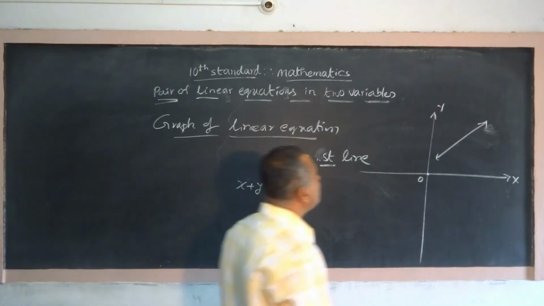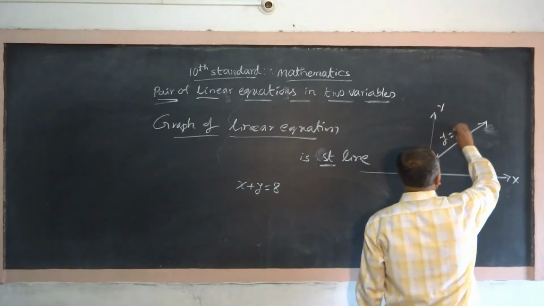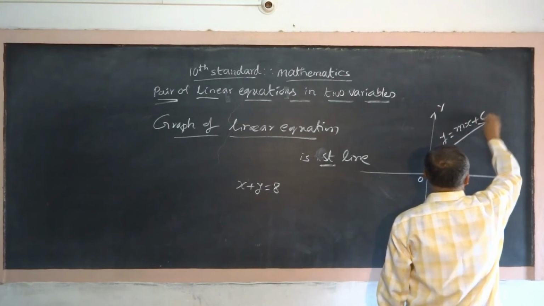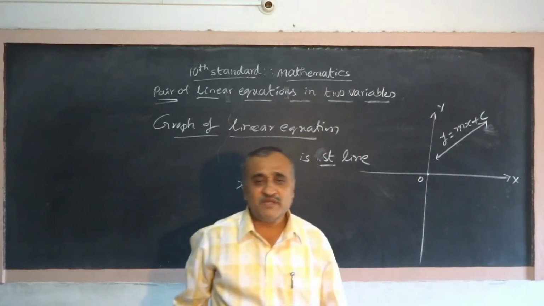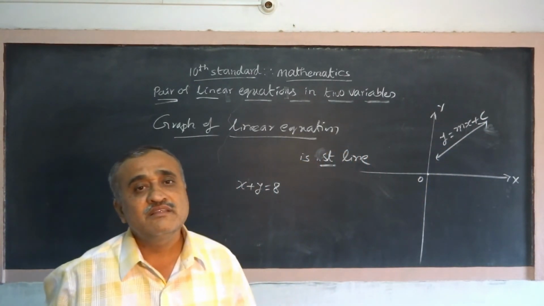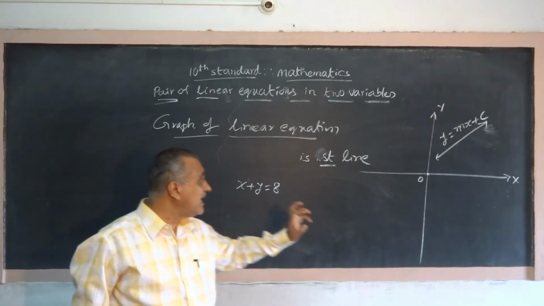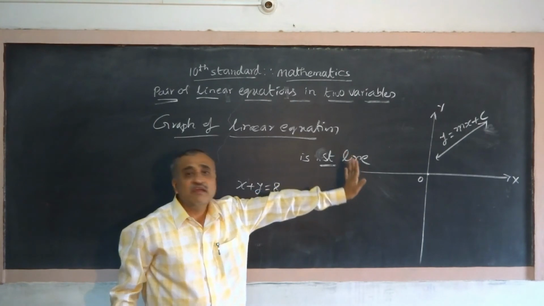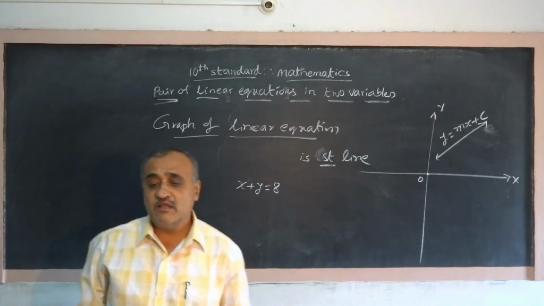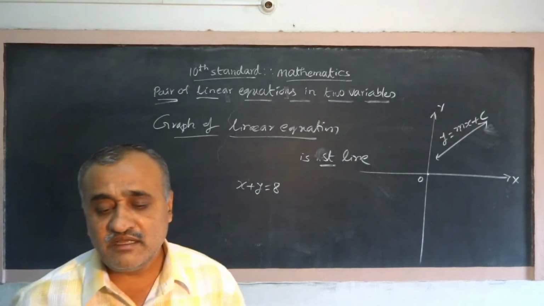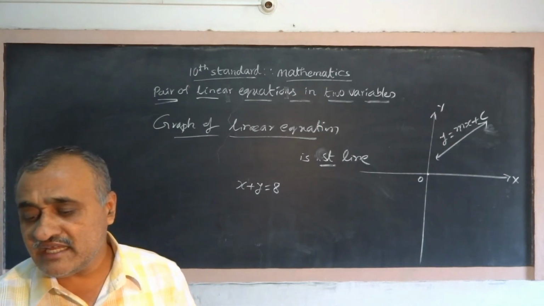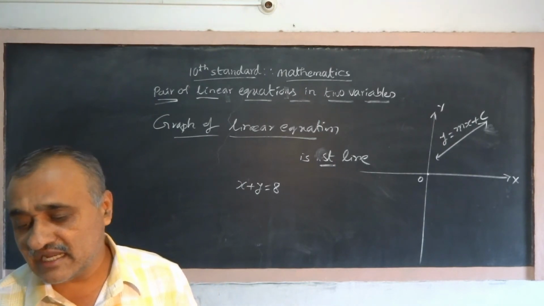This straight line represents y equals mx plus b, which is the standard form of a linear equation in two variables. If you plot it, you will get a straight line. What is the graph of a linear equation? The graph of a linear equation is a straight line.